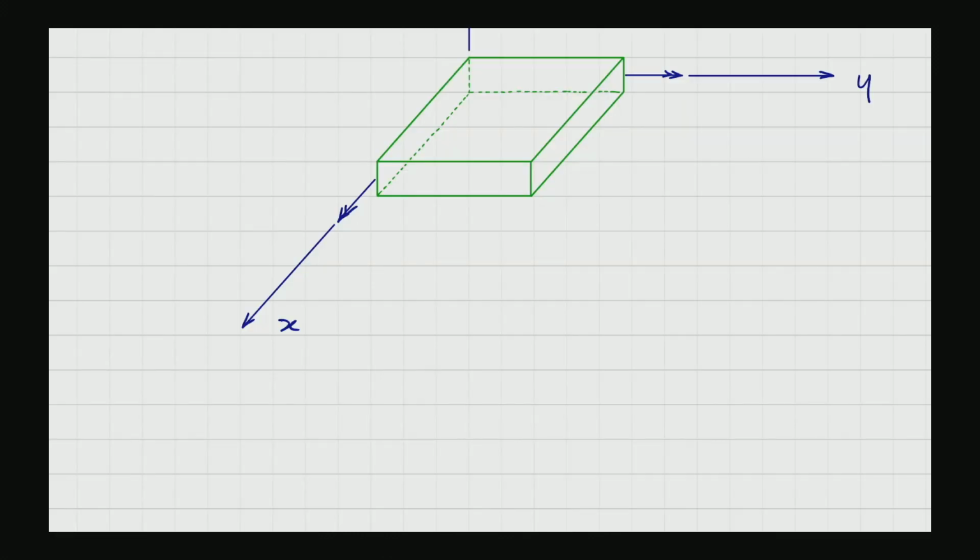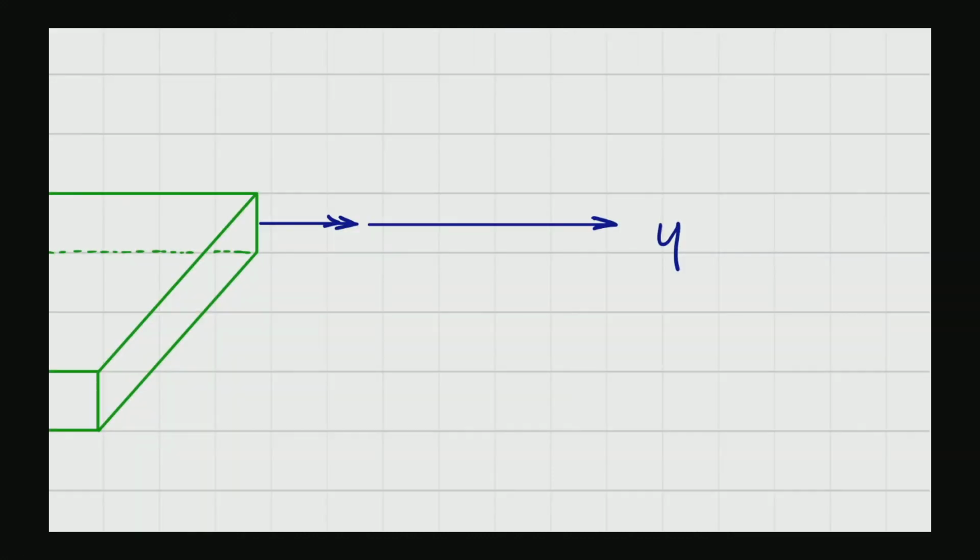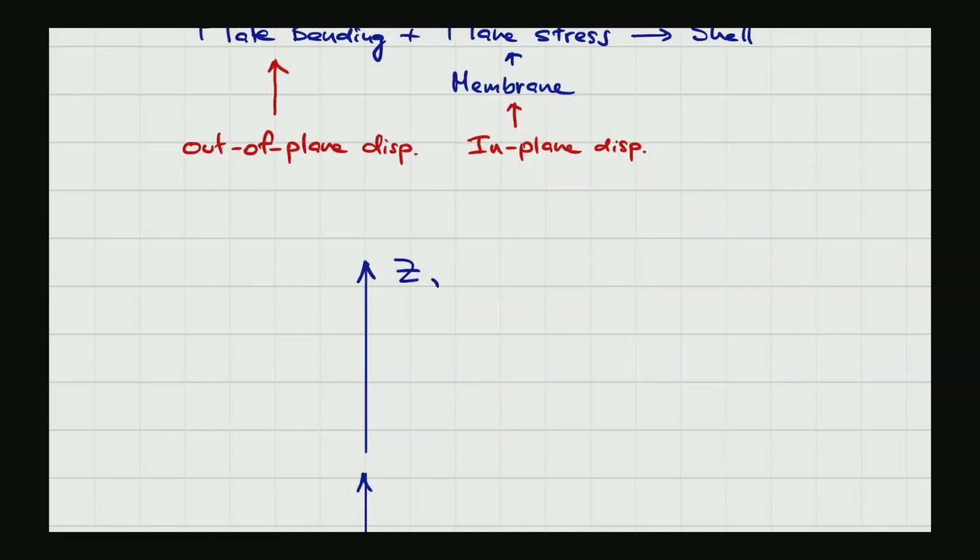All right. Then we also define the displacement along the x-axis. We call it u, and v, and for z it is going to be w.